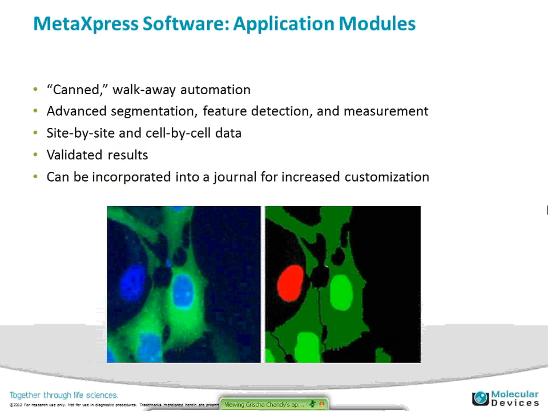So a little bit about the standard application modules. These are sort of canned, walk-away automation. There are some advanced segmentation and feature detection tools built into them. You can get site-by-site and cell-by-cell data, and validate the results. We're seeing here a scoring module where this blue nucleus is scored red because there's very little cytosolic marker, and this other nucleus is scored green because it's a nucleus associated with the cytosol, with some intensity in it. Now these application modules, you can customize with journals for addressing your needs.